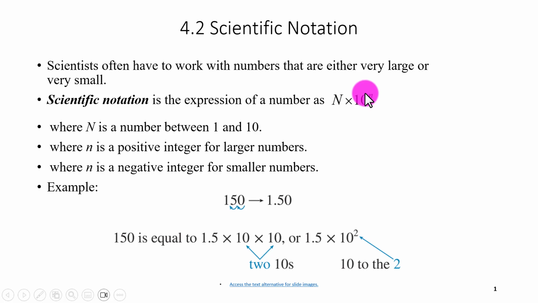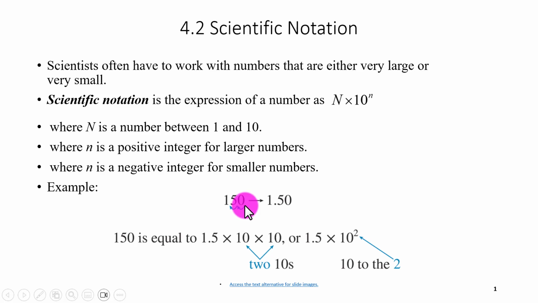Now, n, the little n here, can be a positive or a negative integer. If it's a positive number, that expresses large numbers. If it is a negative number, then we are expressing small numbers in scientific notation. So here's an example. If I have 150, the decimal point is at the end, right after the 0.